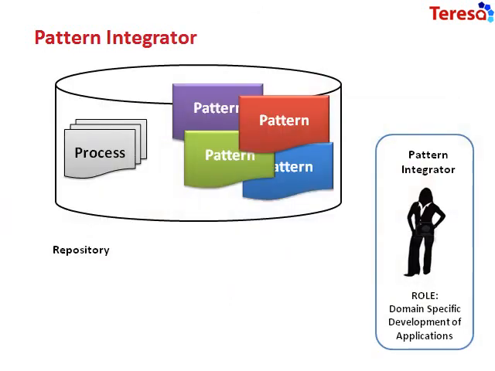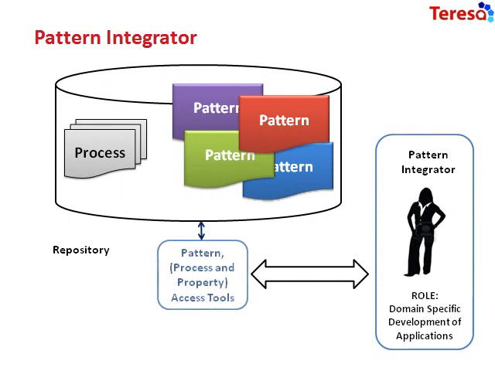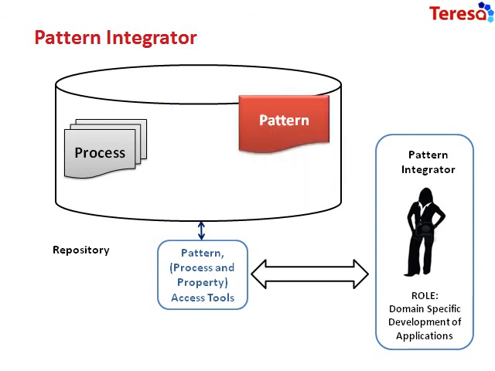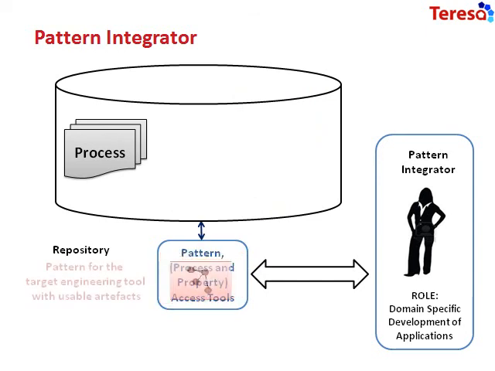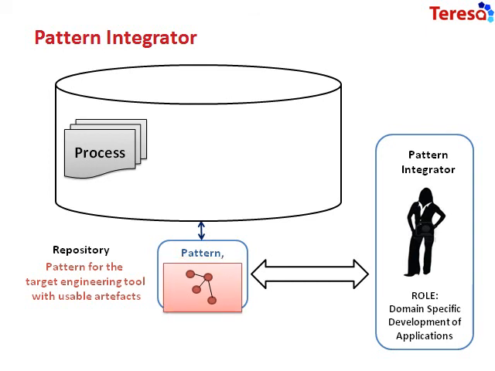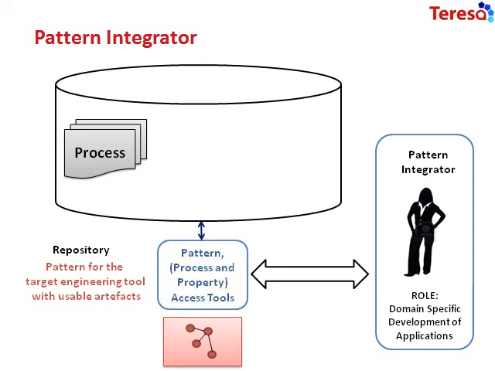The pattern integrator needs a tool which provides the following features: the capability to browse patterns in order to find one that fits a specific engineering domain practice, as defined in the process models. The capability to select a pattern from the repository. And the capability to export the pattern in a format used by the engineering domain practice such that it can be imported in the tool chain and allow its instantiation in the system being developed.